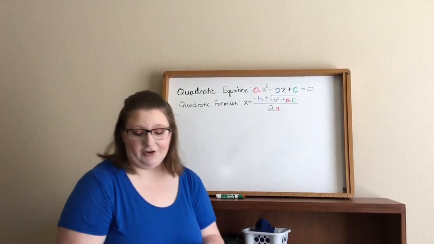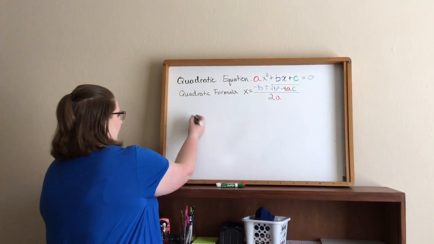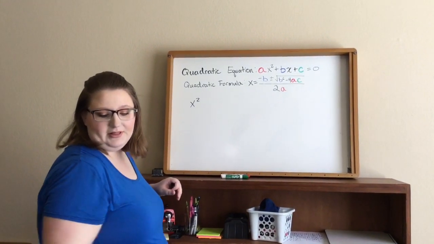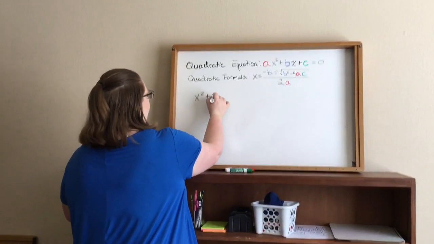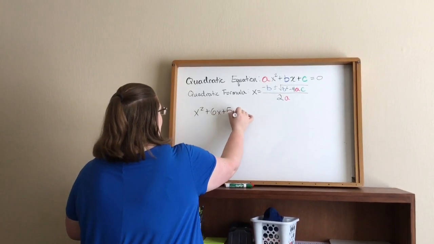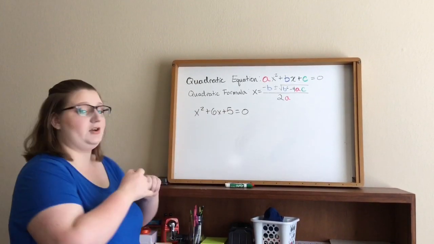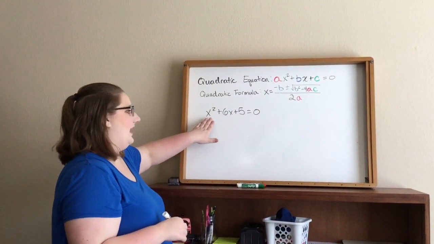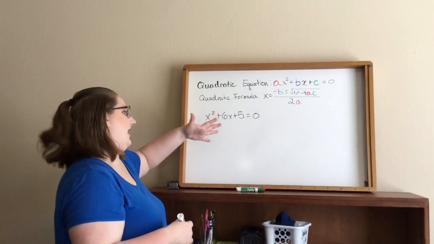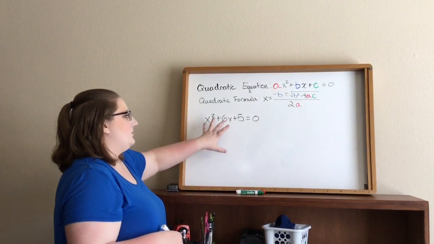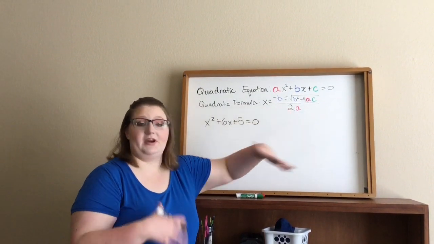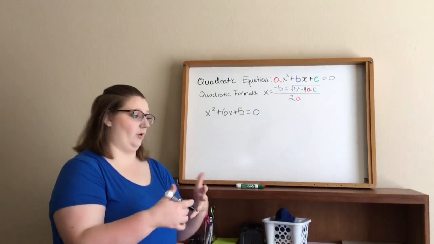So the first example I want to look at with you is the equation x squared plus 6x plus 5 equals 0. So this is a quadratic equation that we're going to try and solve since it has x squared, which is what makes it quadratic. So to use our quadratic formula to solve this, we need to know a, b, and c because those are what shows up in our formula.